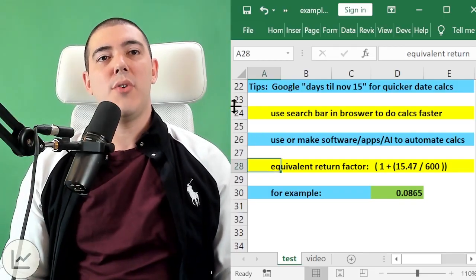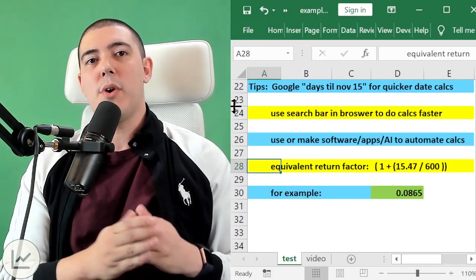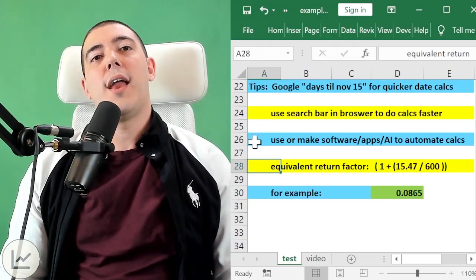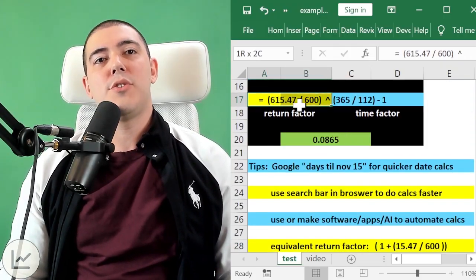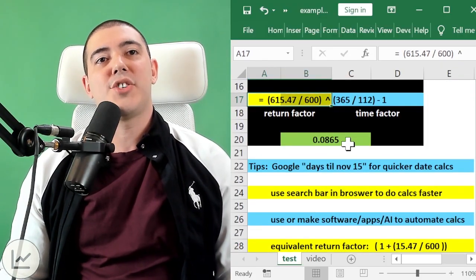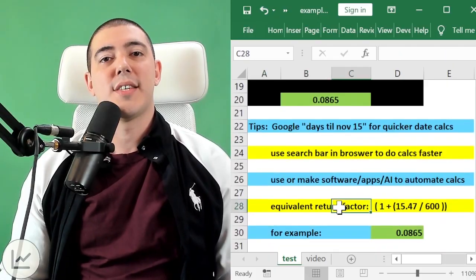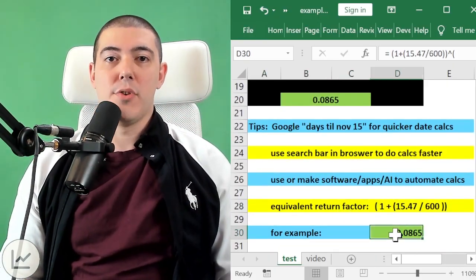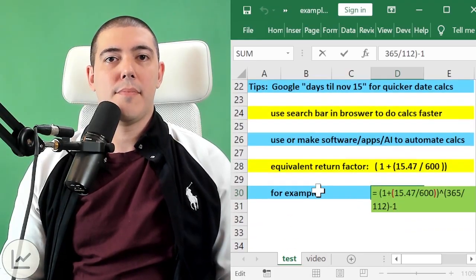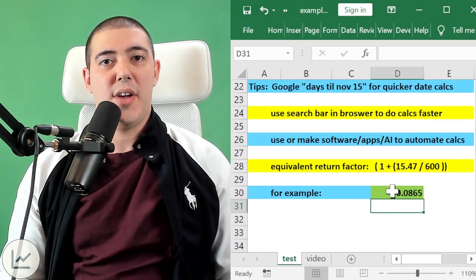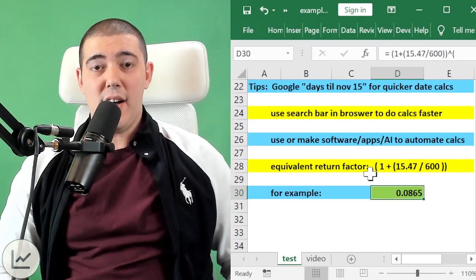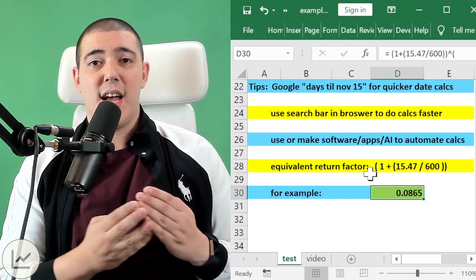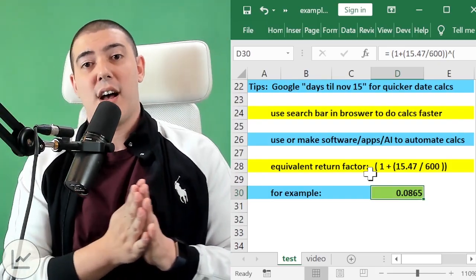And just wanted to show you, last thing before we go, an equivalent return factor that if you just do the math out, this is actually the same as 1 plus the premium divided by the capital risked. And just to prove that to you, there it is. And it's also 8.65%. So I hope that this helped understanding how we analyze option contracts.